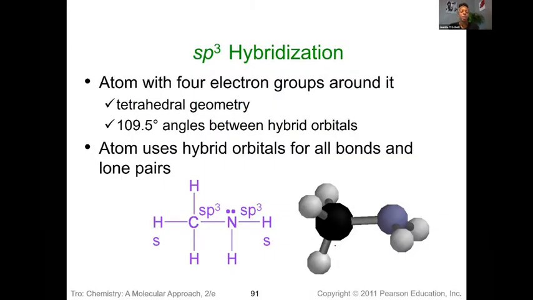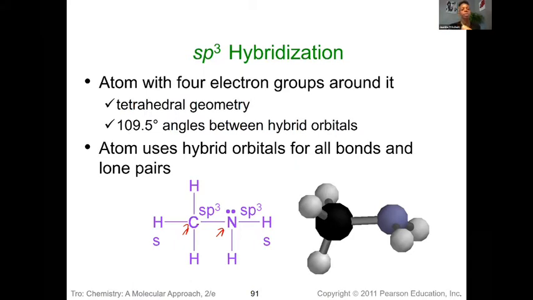All right, so let's jump into sp3 hybridization. When you have an atom with 4 electron groups around it, something like tetrahedral geometry, you are going to need this atom to take on this sp3 hybridization in order to account for the geometry that you're going to be seeing. The atom is going to use hybrid orbitals for all the bonds and the lone pairs. So whether that be the carbon in this example here, or the nitrogen, since there are 4 electron regions around each of these, the hybridization for each of these would be called sp3.